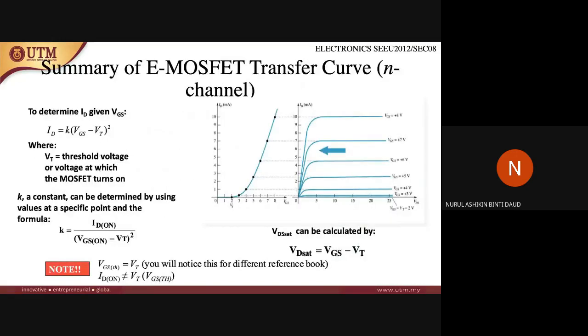Okay, so to determine the ID when given VGS, this is the formula.